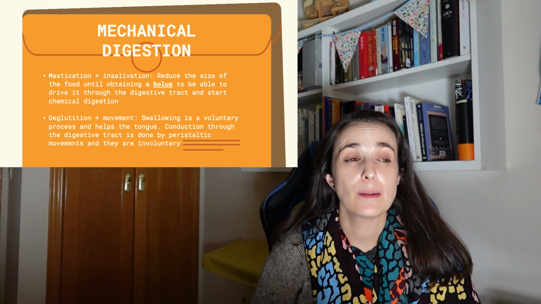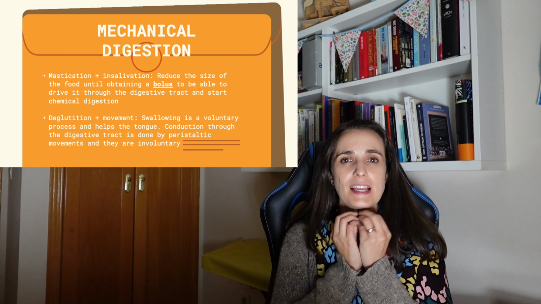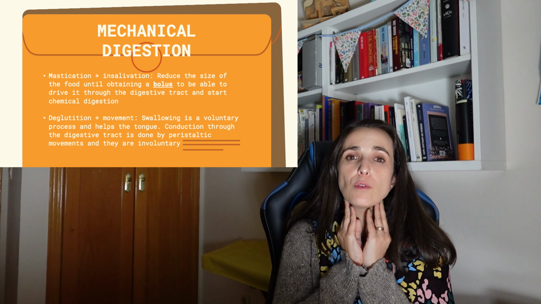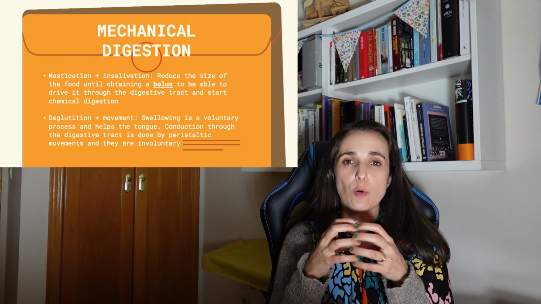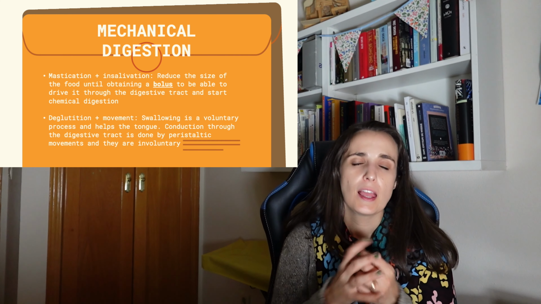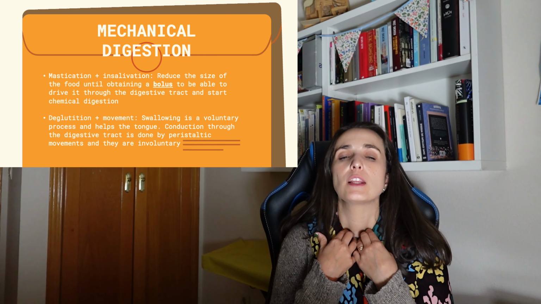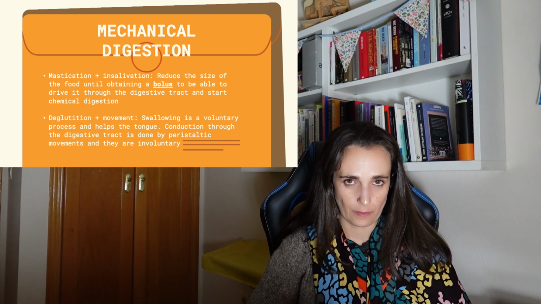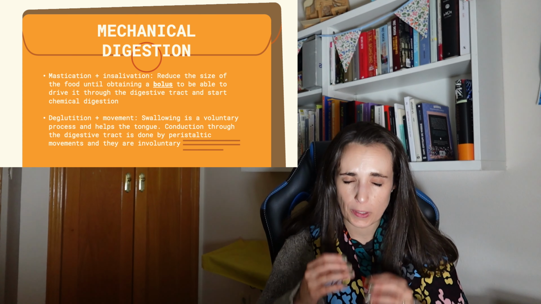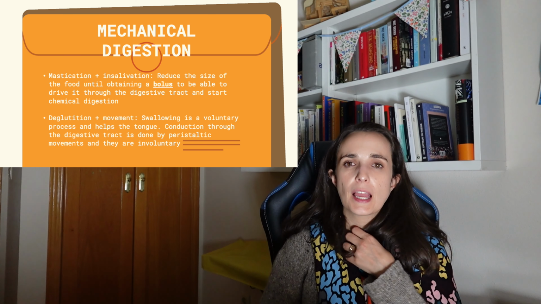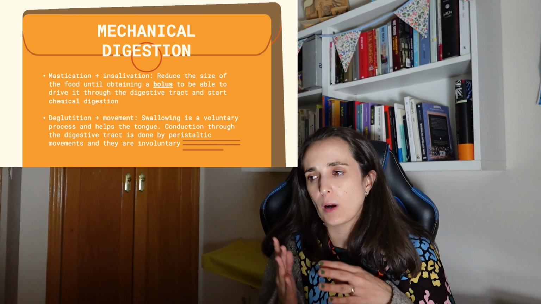So specifically in the mechanical digestion, we have two main processes: the chewing with the insalivation in the mouth to form a ball, we call it the bolus, and the bolus is just a mass of food that we will swallow, and it will go through all the digestive tract. After swallowing, all the movements are involuntary. Even swallowing, it is somehow a voluntary movement.